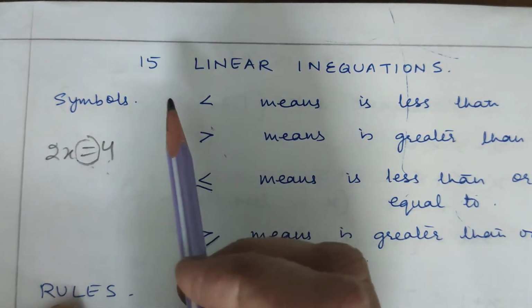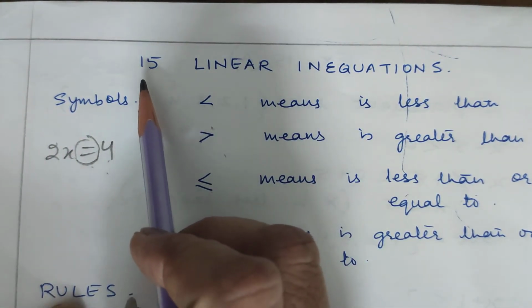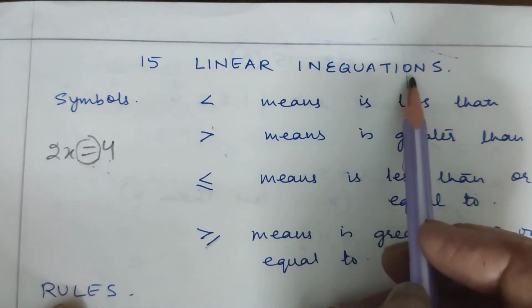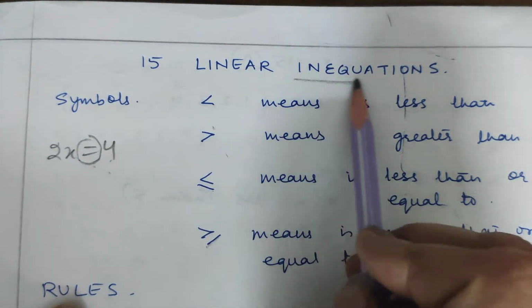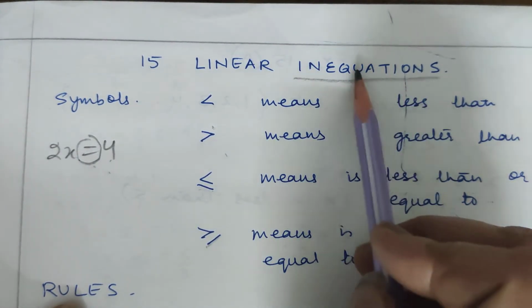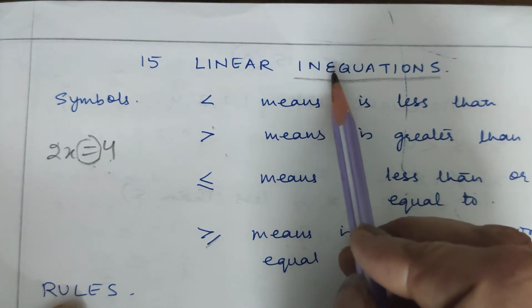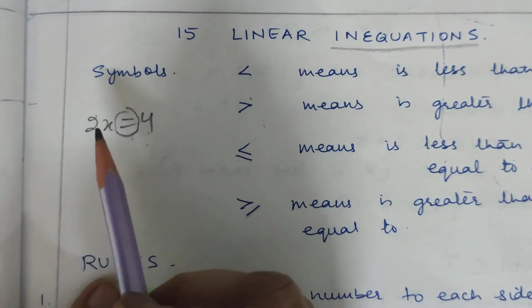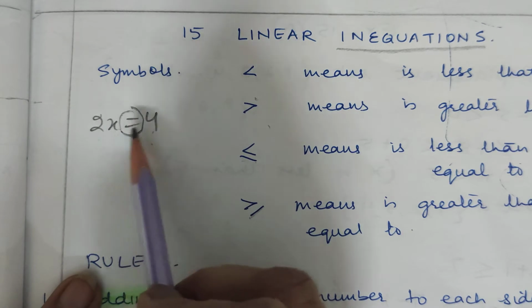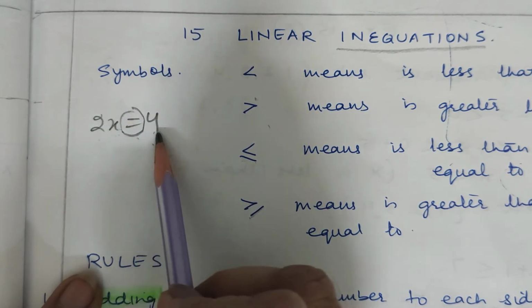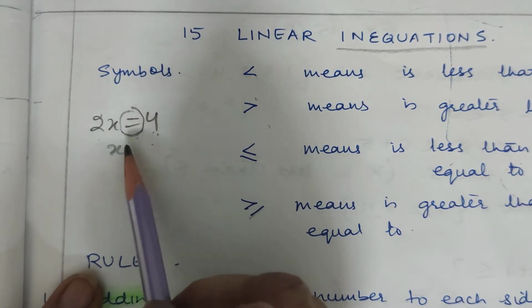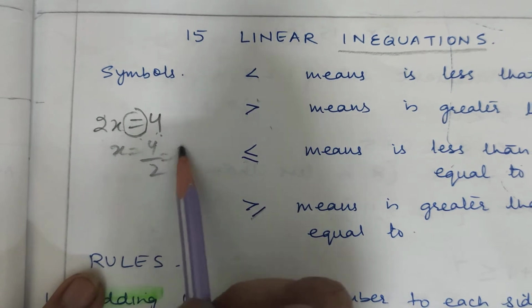Good morning, children. Today I am starting a new chapter, that is chapter 15, linear inequations. Here the word is inequations. Up till now you have been dealing with the word equation. Equation means if you are given 2x is equal to 4, this is an equation. You can very easily solve this. x is equal to 4 upon 2 and you get 2.